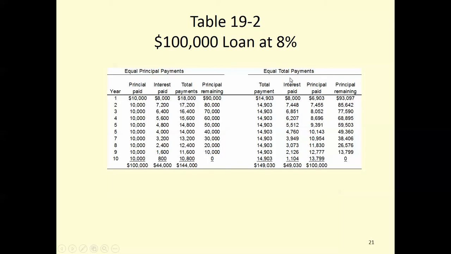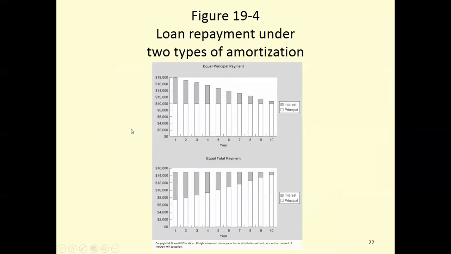Why would someone do this loan? Because up front it's a lower payment than the equal principal payment. Why would someone want to do the other loan? Because of interest savings over time. And that's what we're showing here with these two bar charts. Gray is the amount of interest, white's the amount of principal. Here we're showing equal principal. In the equal total payments, the principal you're paying towards the loan increases over time.